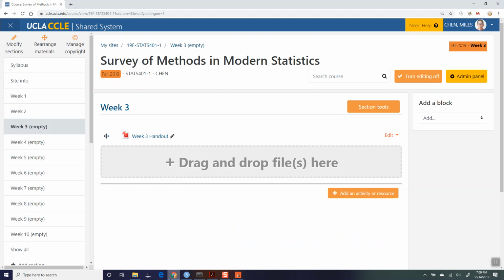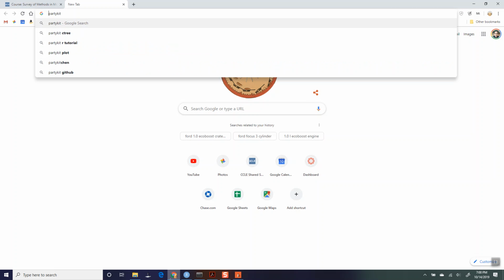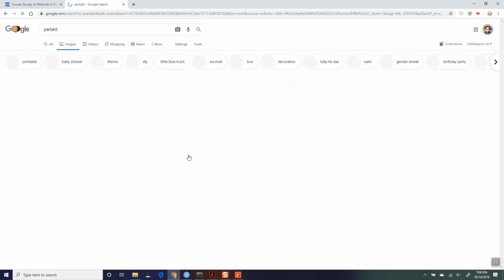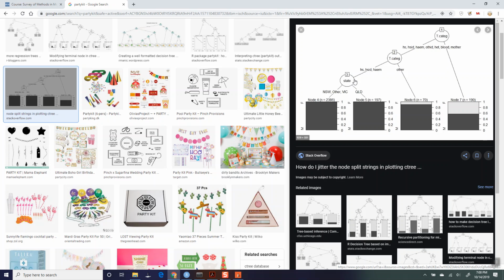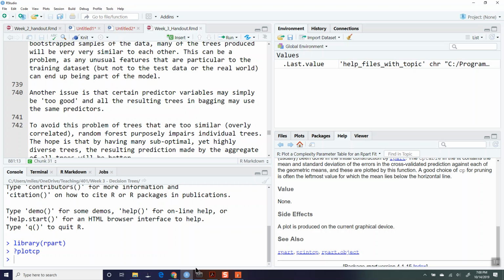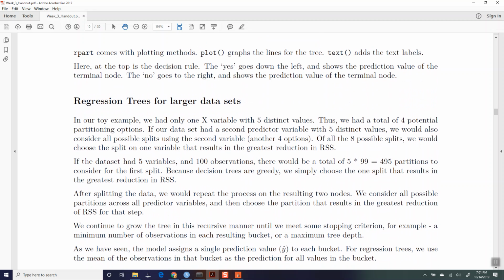There are other packages. One is called partykit, the R package partykit. It makes prettier trees, with nice little circles and stuff, but effectively it's going to have the same information here. You can look up the package partykit. I guess it's a play on the recursive partitioning. I don't know.